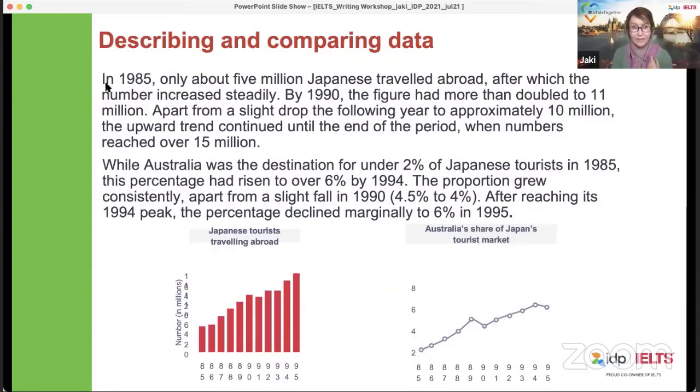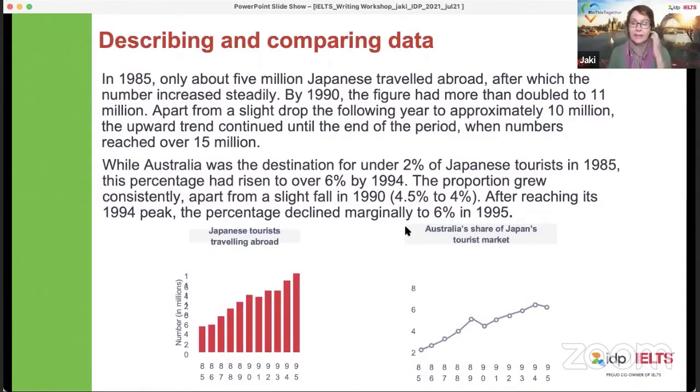In 1985, only about 5 million Japanese traveled abroad, after which the number increased steadily. By 1990, the figure had more than doubled to 11 million. Apart from a slight drop the following year to approximately 10 million, the upward trend continued until the end of the period, when numbers reached over 15 million. Okay, can you see that we're saying from and to? Very important. You should not just say it increased, it decreased. You have to say from what to what, so the examiner can draw it, and you have to say which year.